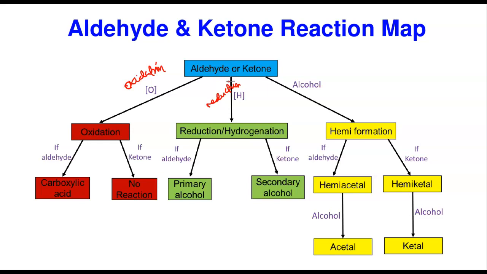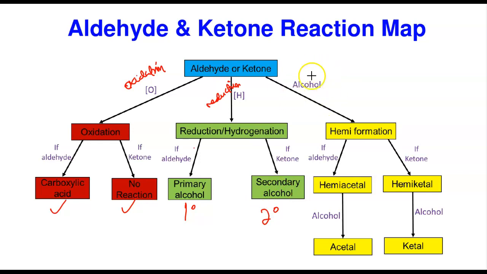So let's start from what we know first. Addition of oxygen is oxidation. If it's an aldehyde, it forms a carboxylic acid. If it's a ketone, no reaction. Remember what I told you? Ketones do not undergo oxidation reaction. Now, addition of hydrogen to aldehydes or ketones is reduction. Both of them undergo reduction. If it is an aldehyde, it forms a primary alcohol. If it is a ketone, it forms a secondary alcohol, and that is it.